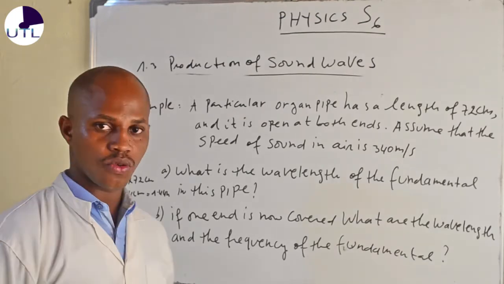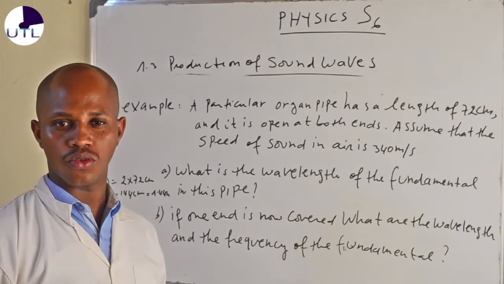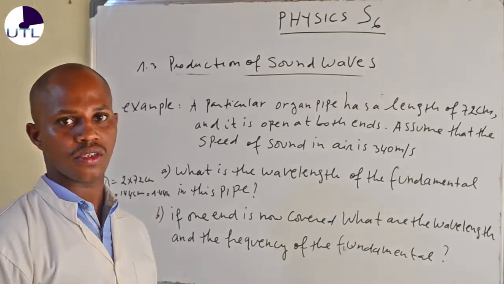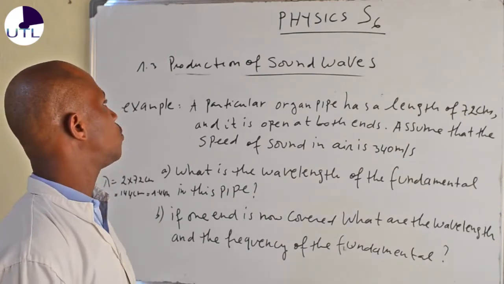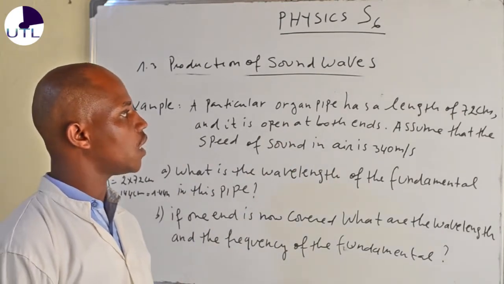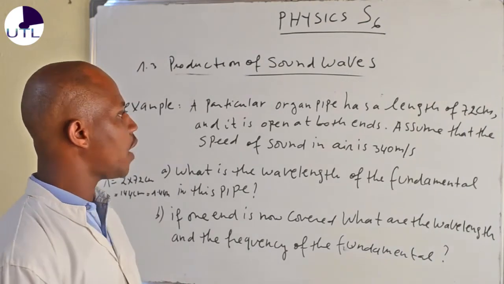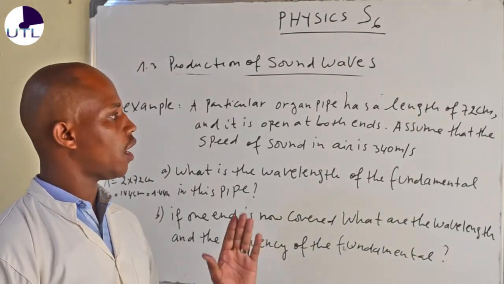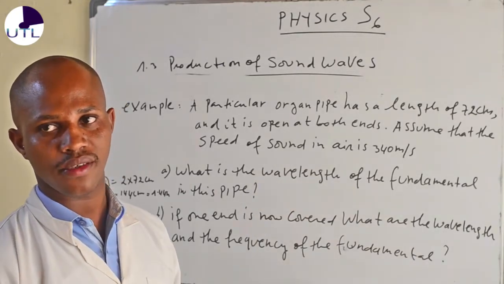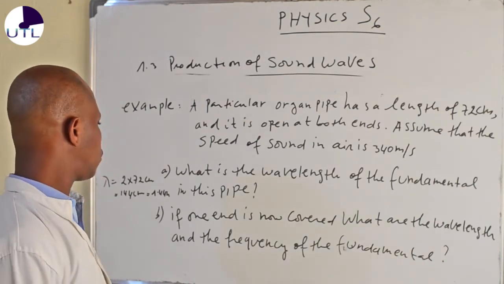Now this lesson is going to focus on application of the case where we are having two open ends, another one where we have one closed end. So a particular organ pipe has a length of 72 centimeters and it is open at both ends. Assume that the speed of sound in air is 340 meters per second. What is the wavelength of the fundamental in this pipe?